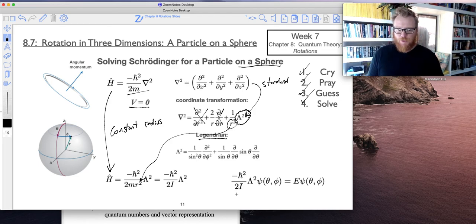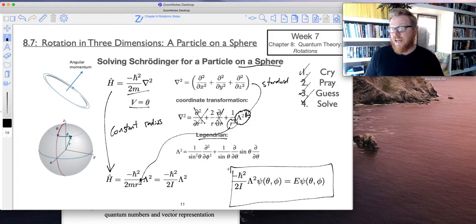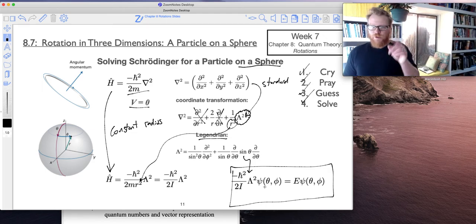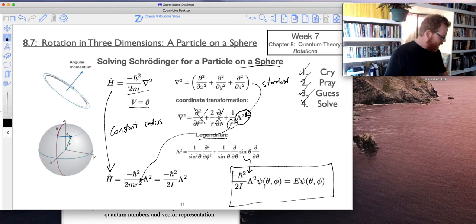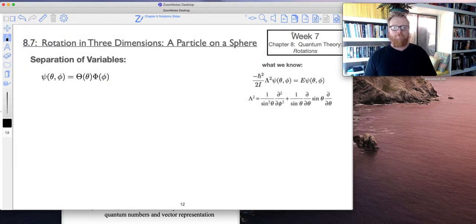And so this seems fairly innocent, right? When I put it together, here is my Schrodinger equation. It doesn't look so terrible, but remember, this Legendrian, right, is intense, okay? So we're gonna have to deal with it. So finish crying and praying about the Legendrian, and let me find my right page in my notes here, and then we're gonna do it. Aha, okay. So let's solve this thing.